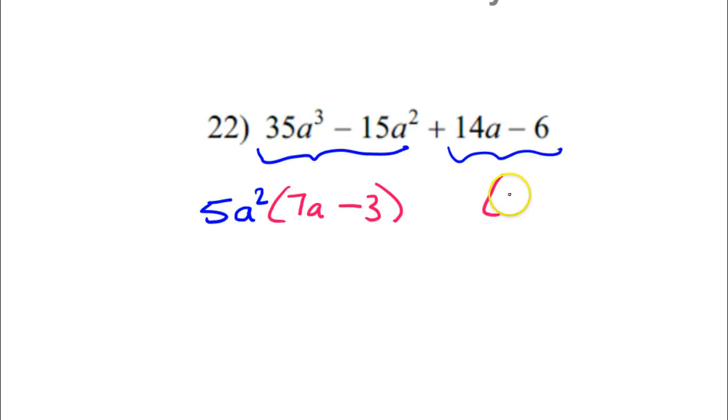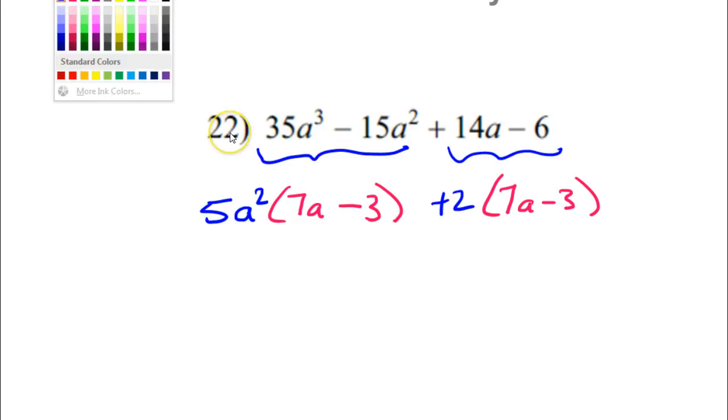So if this is going to work by grouping, this has to be 7a minus 3 again. So I'm going to write that down and then see if I can make it work. Now, here, I will pull out a 2. The common factor is 2. So I'm going to pull out plus 2. Now, 2 times 7a is 14a. 2 times negative 3 is negative 6. So it does make sense.